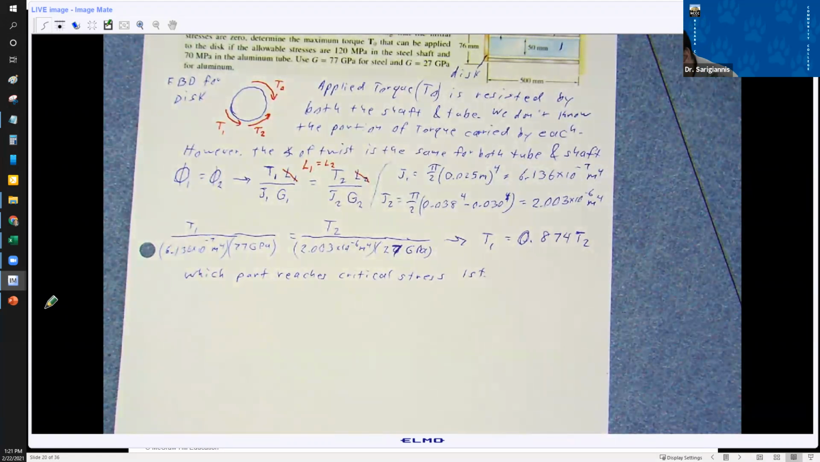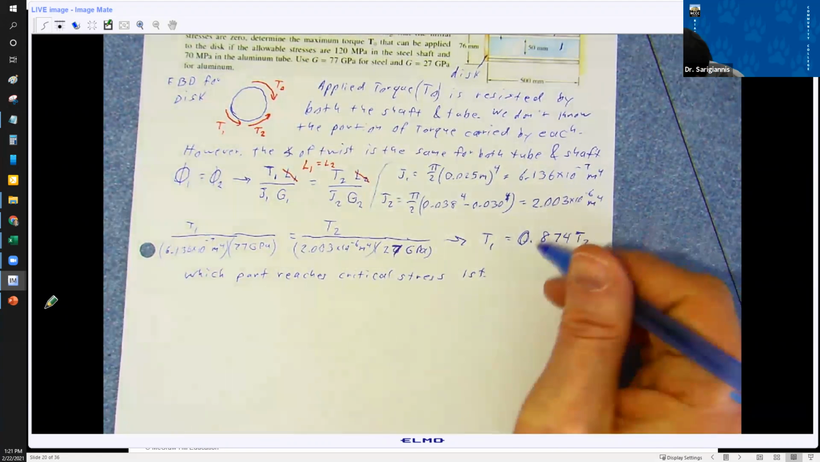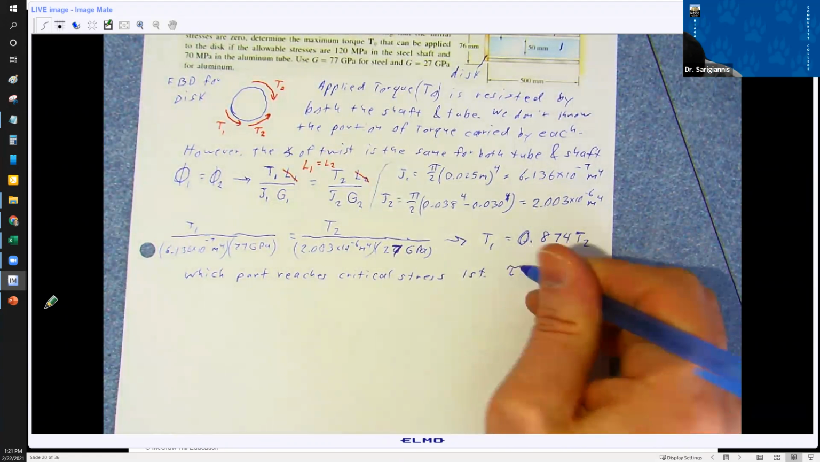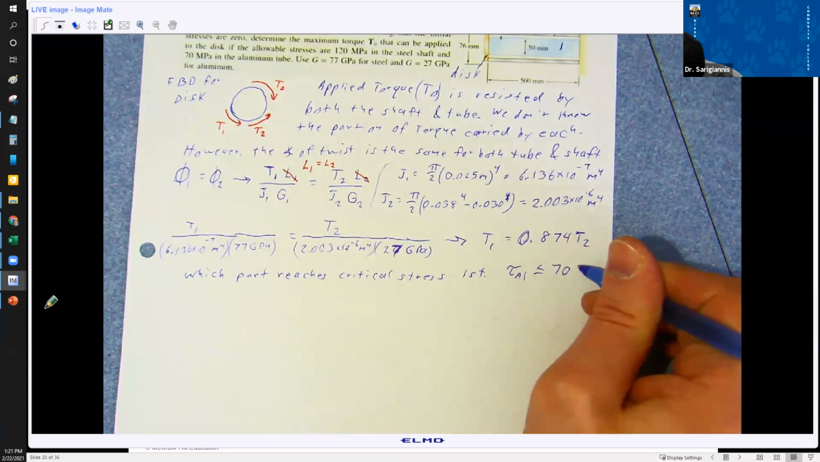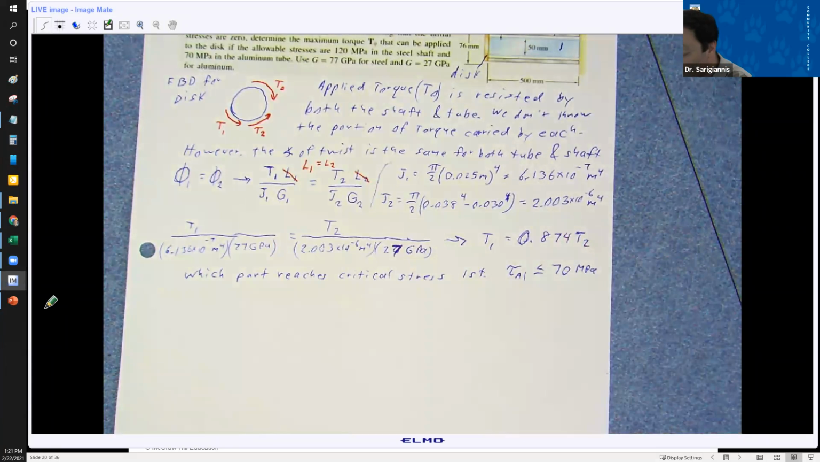And we have two different critical stresses. Let's see, shear stress in the steel. One allowable stress is 120 in the steel and 70 megapascals in the aluminum tube. Let's work with the aluminum first. So the shear stress in the aluminum needs to be less than or equal to 70 megapascals, right?